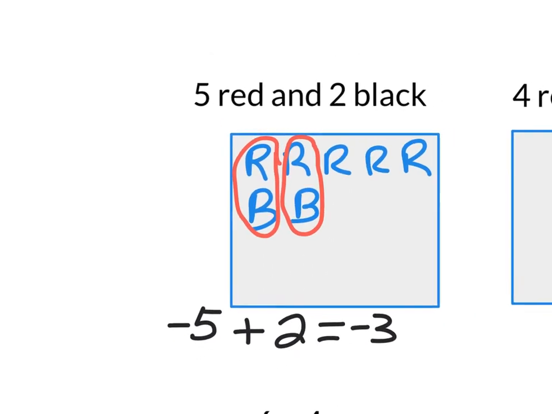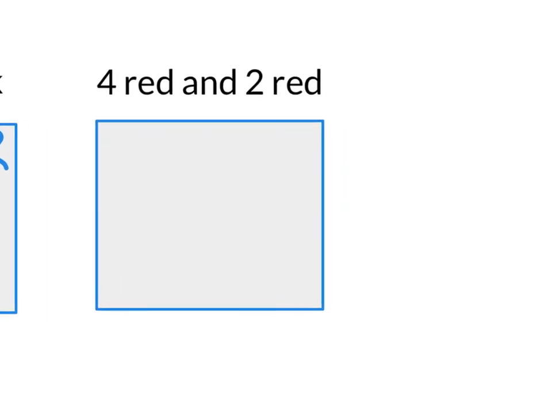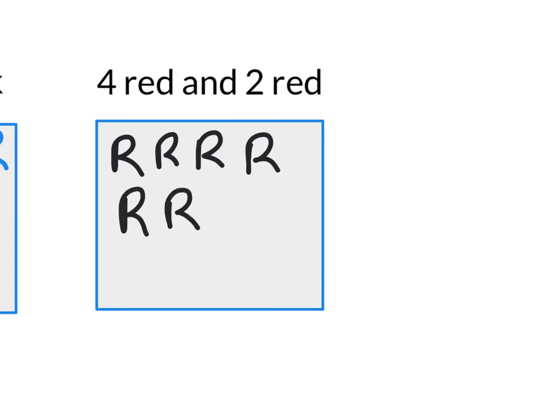Our next example is 4 reds and 2 reds. So if I have 4 reds, 1, 2, 3, 4, and 2 reds, 1, 2, right now I have all reds, so I can't make any 0 pairs. A 0 pair is a red and a black. So in this situation, we have 4 reds plus 2 reds equals 6 reds.